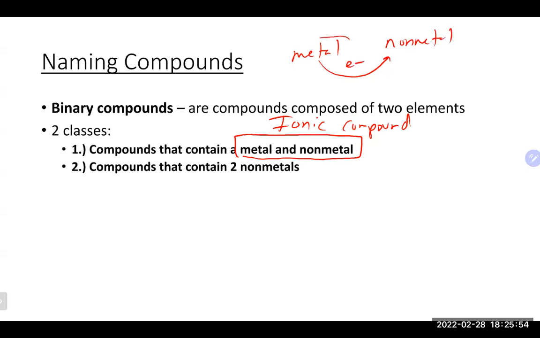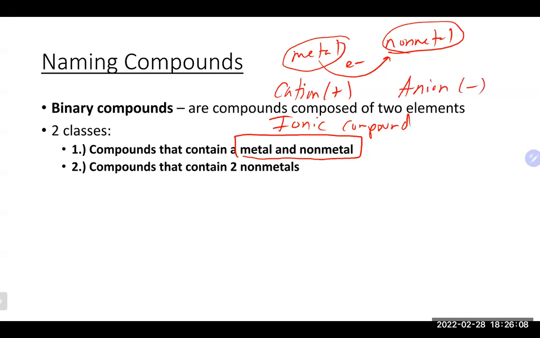At that point, the metal will then become positively charged, or a cation. The non-metal will then pick up the electron or two, or however many. It will then become negatively charged, or an anion. And what holds that together, an ionic compound or an ionic bond, is simply that attraction between the positive and negative ion. There's absolutely no sharing of electrons there. It is what is referred to as electrostatic attraction.